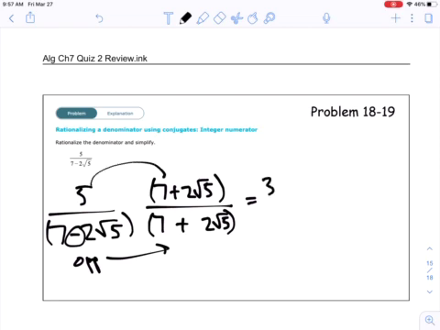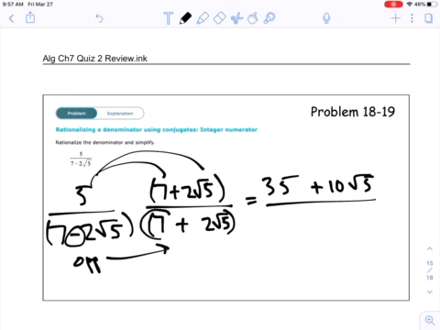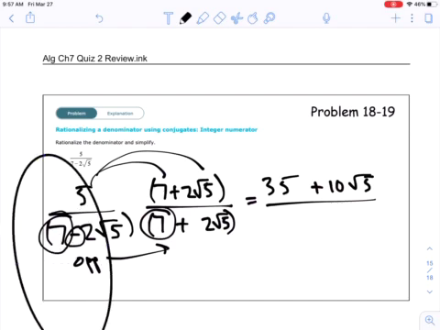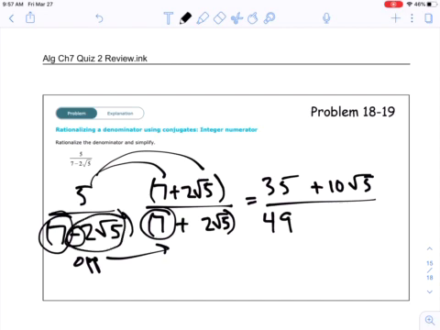So 7 times 5 is 35. 2 times the square root of 5 times 5 gives you plus 10 times the square root of 5. And then when you do these conjugates, really all you have to do is multiply your first two terms, which gives you 49. And then your last two terms, because the middle terms are going to cancel each other out. So negative 2 times 2 gives you negative 4, and then square root of 5 times square root of 5 gives you 5.